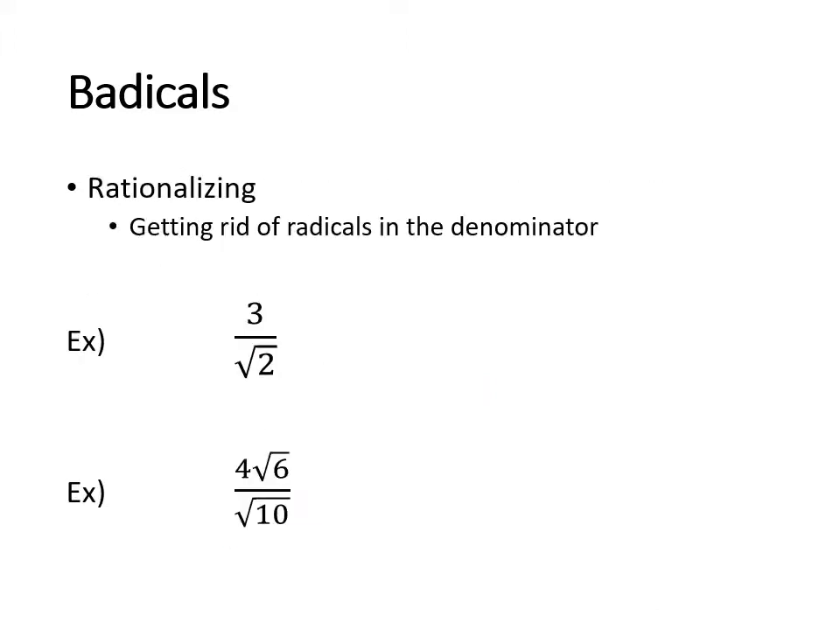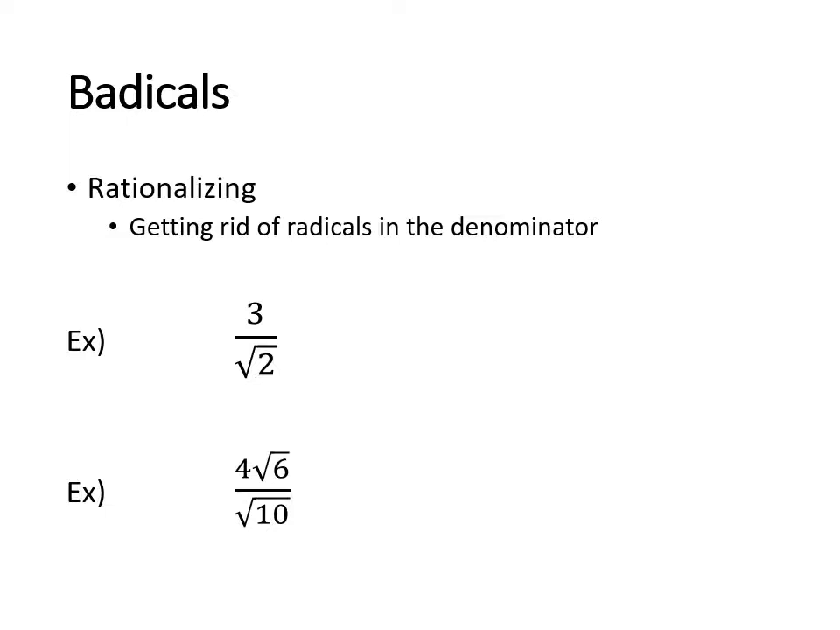One of our requirements for simplest radical form was that we can't have radicals in the denominator. We would need to do something called rationalizing such an expression. So here are 2 examples where we need to rationalize the denominator in order to get these into simplest radical form.